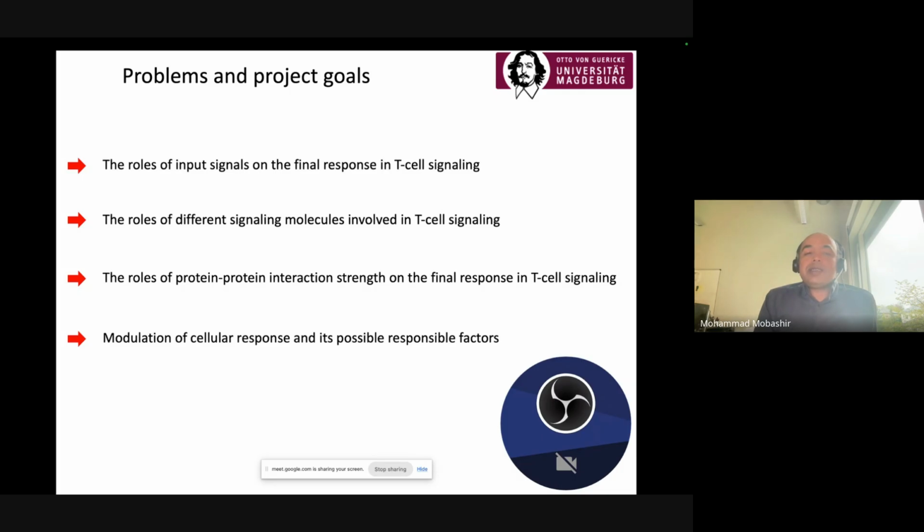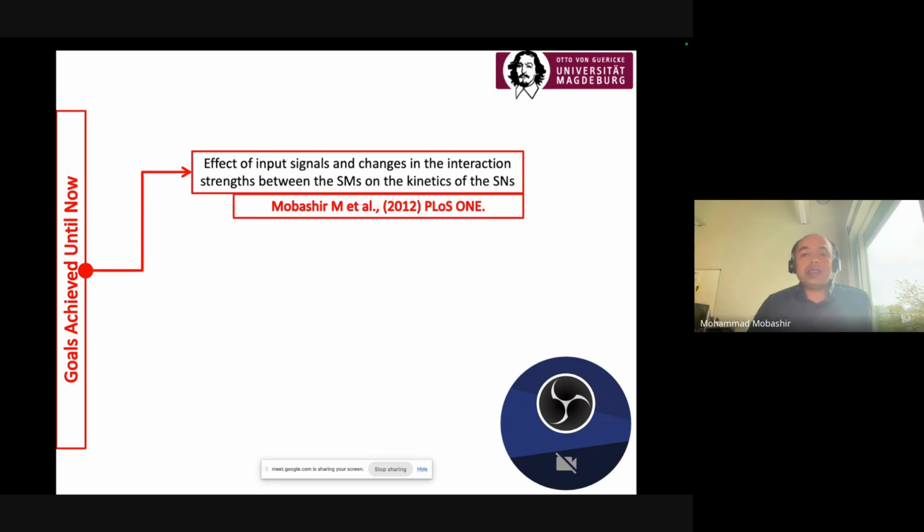when there is a change in the concentration of signaling molecules, or change in the rate of reactions, or change in the interaction nature, for example, the loops, feed-forward loops, feedback loops, or crosstalk between the pathways.